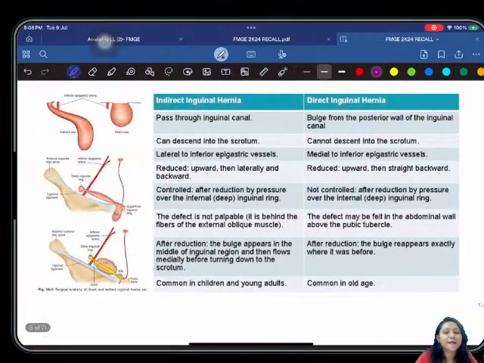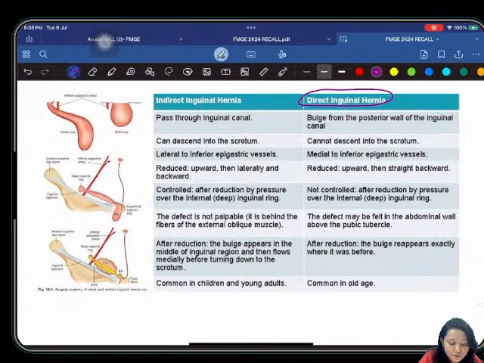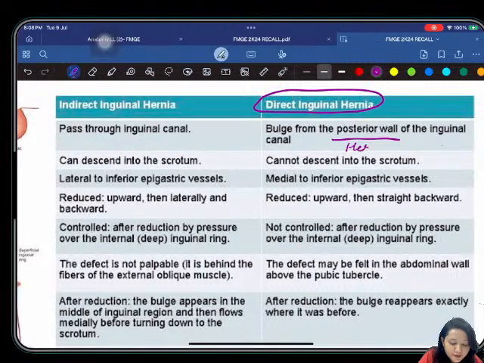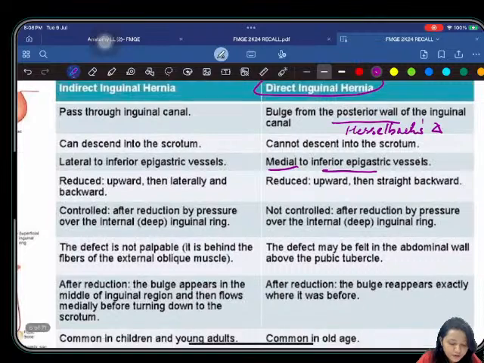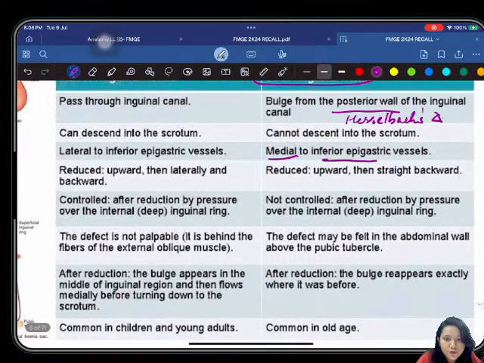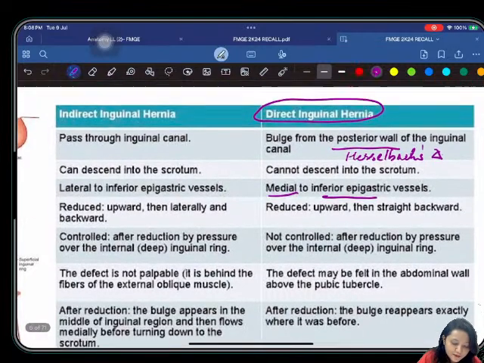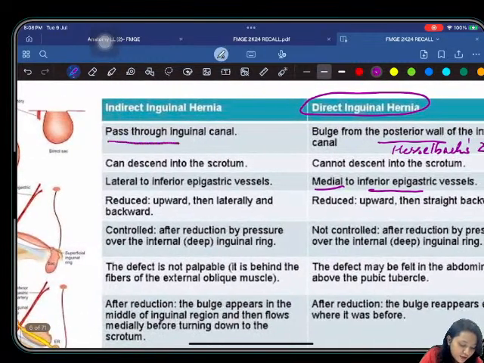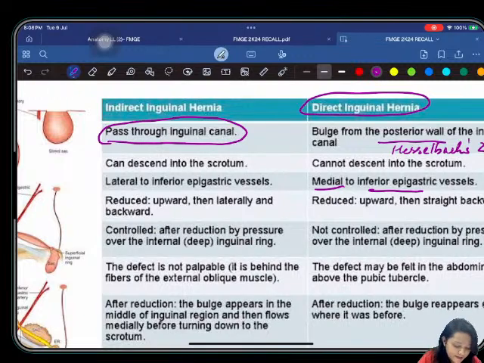You know that direct, as the name suggests, means it comes directly through the posterior abdominal wall. That means Hesselbach's triangle, which is medial to the inferior epigastric vessels. The main important thing is that it comes out of the posterior abdominal wall, and the indirect one passes through the inguinal canal, and it is lateral to the epigastric vessels.